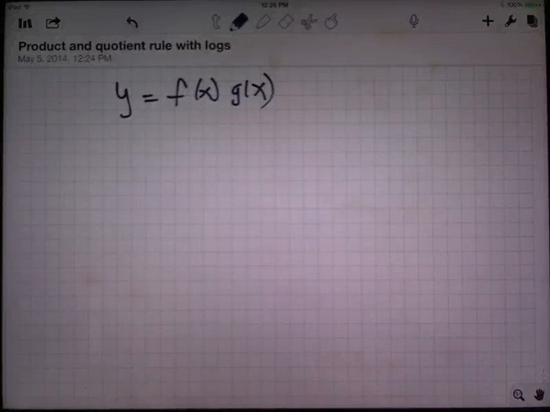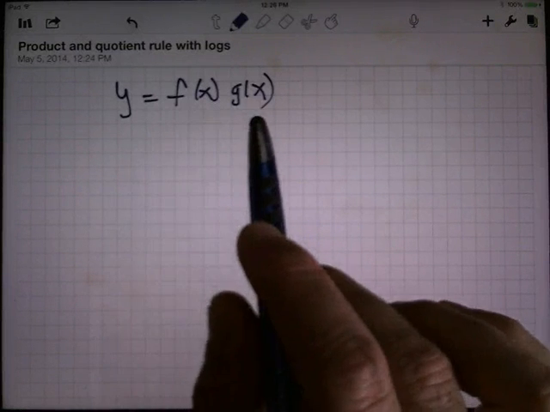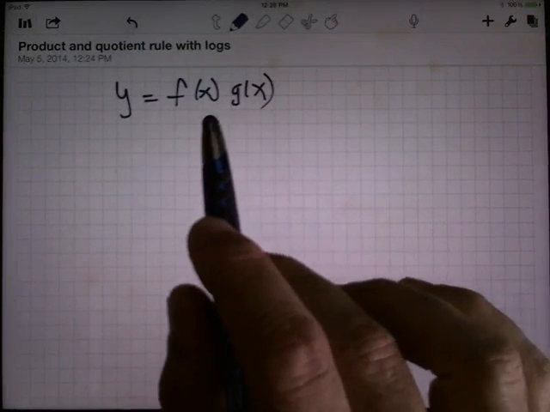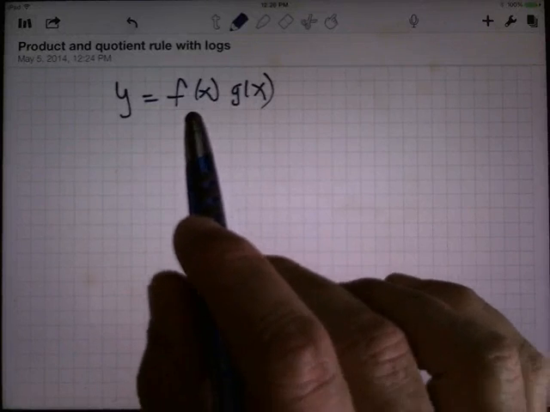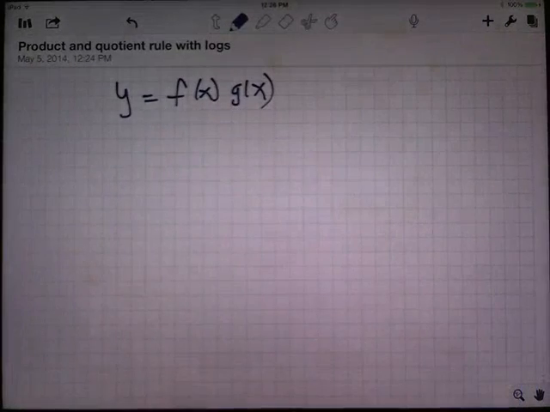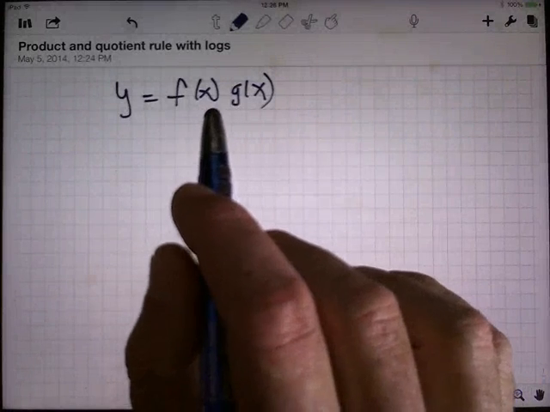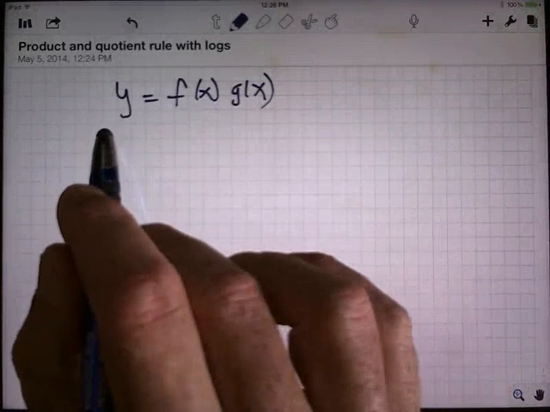I want to take a look at the product rule and the quotient rule now that we have the notion of logarithmic differentiation. I know how to take the derivative of a product. It's the first times the derivative of the second plus the second times the derivative of the first. But let me do this in terms of logarithmic differentiation and see how it ties together with a bunch of other things here.